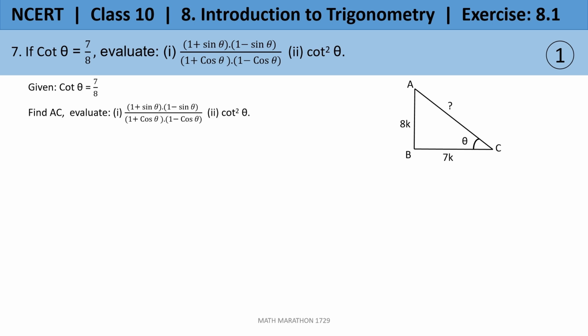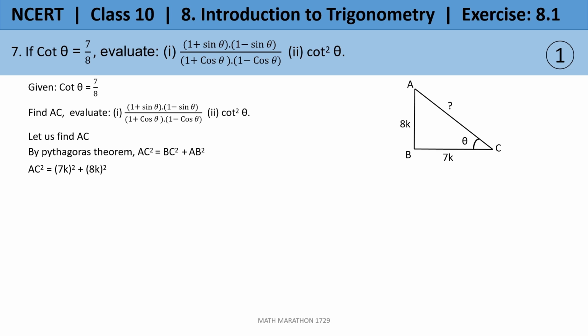We need to find AC and evaluate section 1: 1 plus sin theta multiplied by 1 minus sin theta divided by 1 plus cos theta multiplied by 1 minus cos theta. Section 2: cot square theta. Let us find AC. We can use Pythagoras theorem. In a right angle triangle, hypotenuse square is equal to sum of squares of the other two sides. So, AC square is equal to BC square plus AB square.